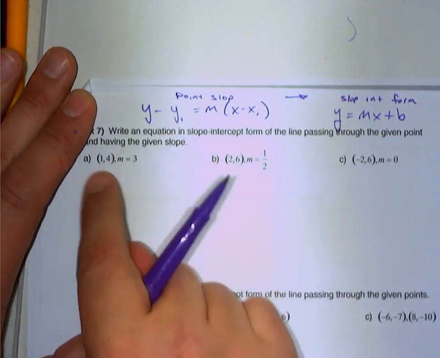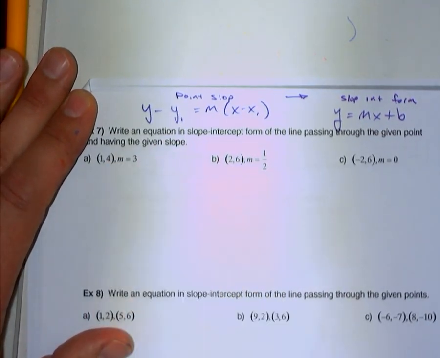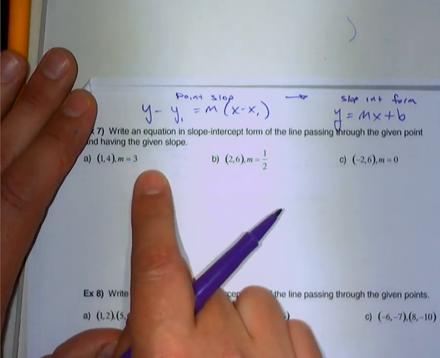So we have a point and a slope. We use that to get into the other form. The reason why we use that is it's so easy to use. Okay, number one, you need a point and a slope.